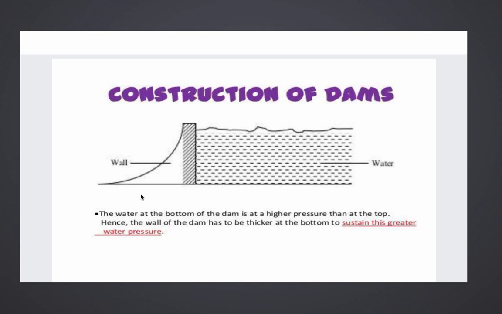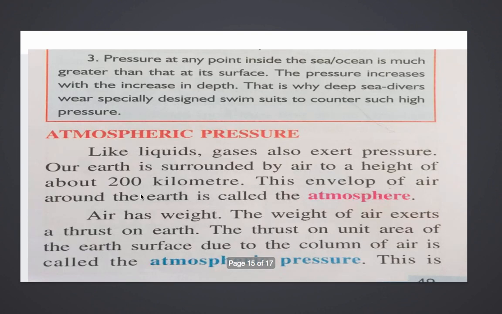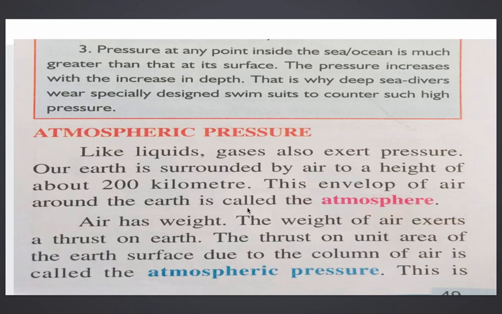Okay, let's talk about atmospheric pressure. We all can feel a kind of pressure because of the air which is present around us. We all know there is air all around us. We cannot sit without air. Wherever we are, there is some form of air present. So liquids and gases also exert pressure. Our earth is surrounded by air to a height of about 200 kilometers. This envelope of air around the earth is called the atmosphere. This definition of atmosphere you will write as it is. Envelope of air around the earth is called atmosphere.